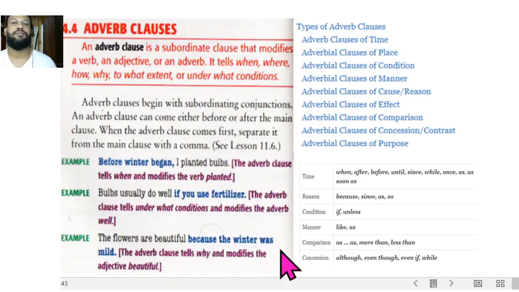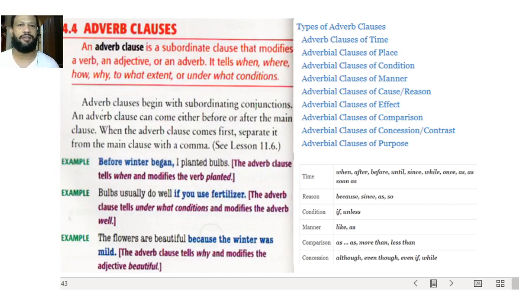It is affecting an adjective, the adjective beautiful, and is immediately after this. But you can place it at the beginning and say, because the winter was mild, the flowers are beautiful. And it is still affecting the same adjective. You see? Look at the different types of adverb clauses we have. Same as we have adverbs of time and adverbs of place.